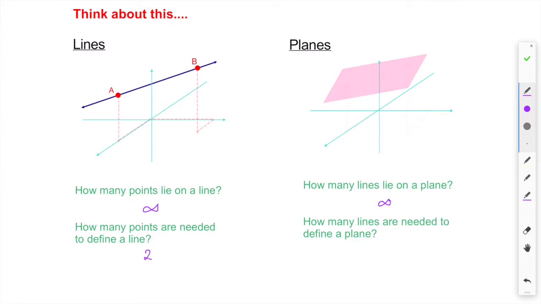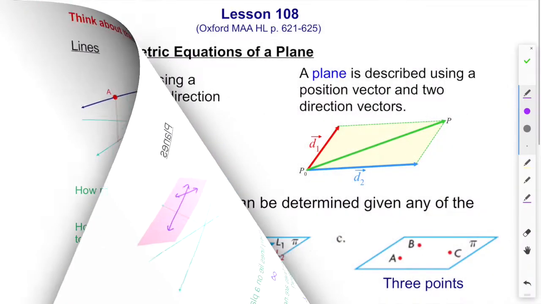And how many lines are needed to define a plane then? If I know perhaps this particular line here on the plane and another line on the plane that is not parallel to the first one that I draw, I can pretty much define the plane, since it has to lie on these two lines. And so it takes 2 lines to define a plane. Okay, so there are some similarities between lines and planes.